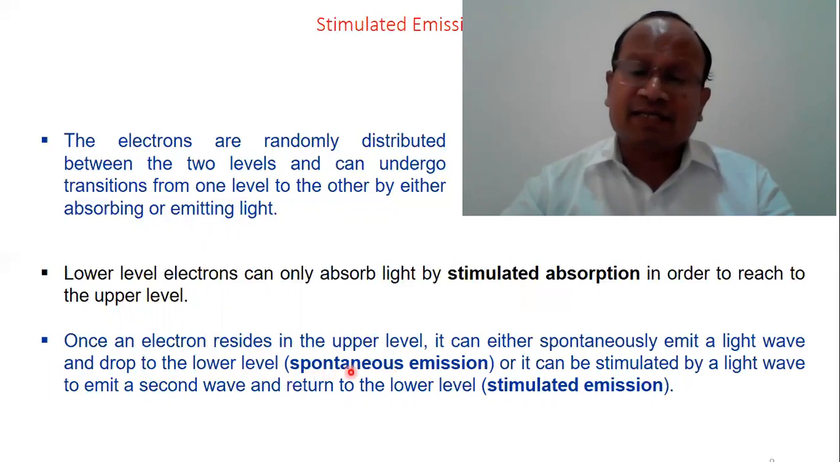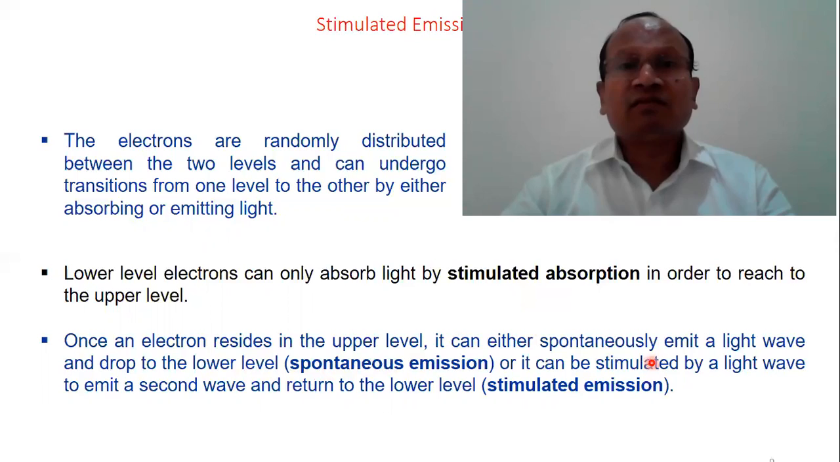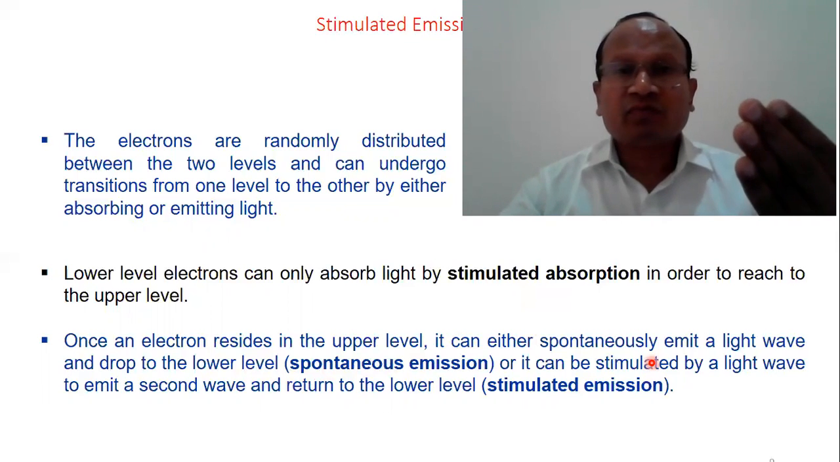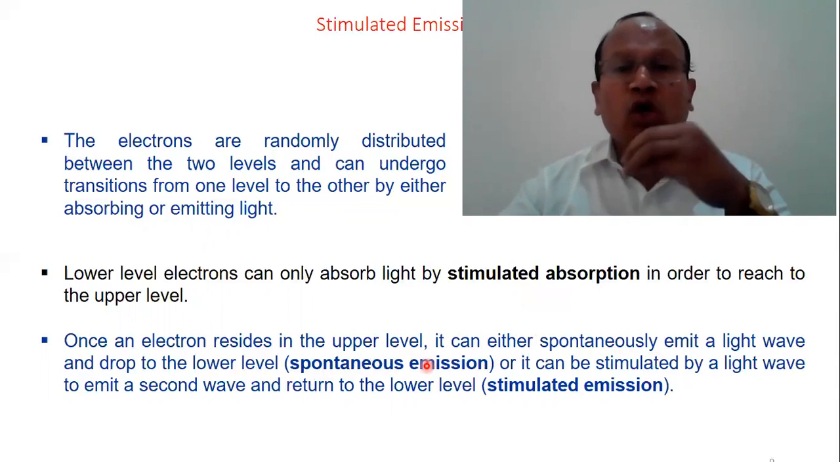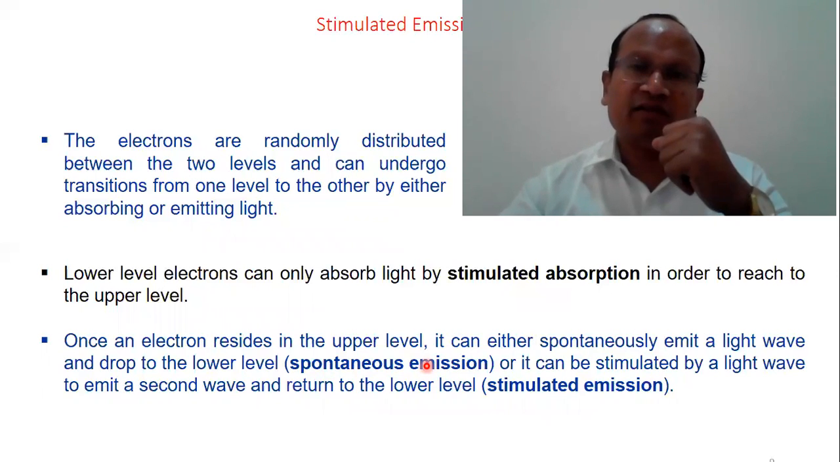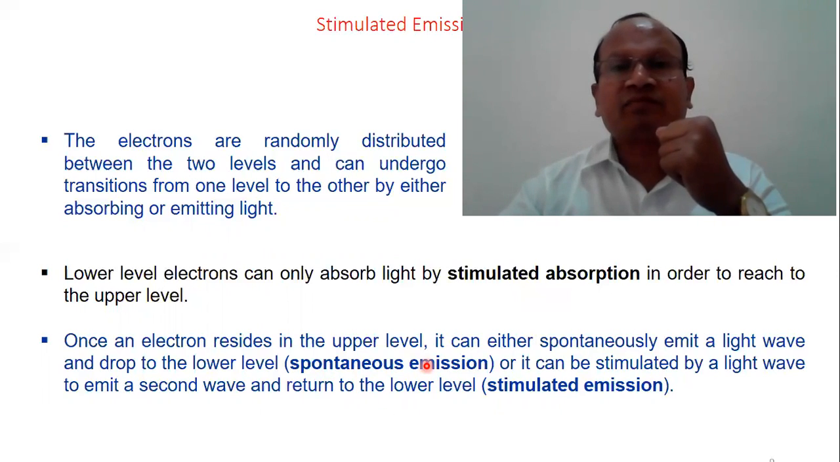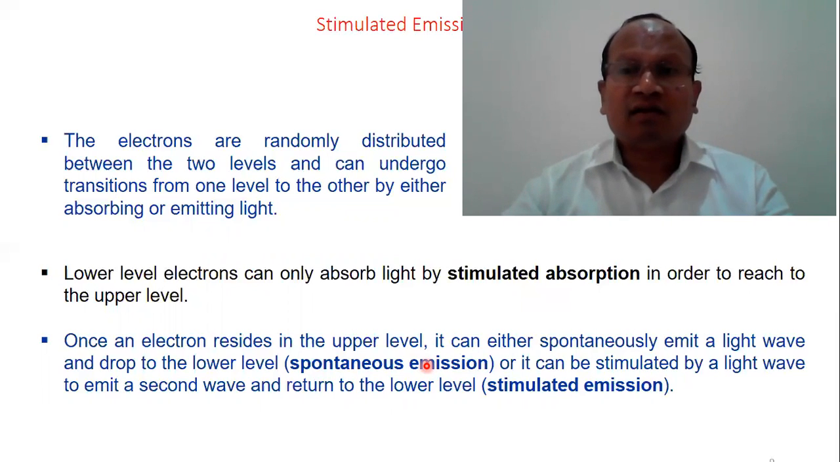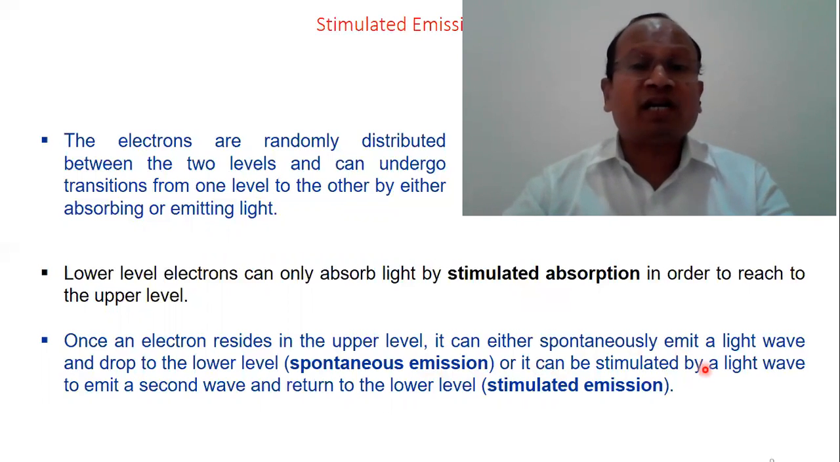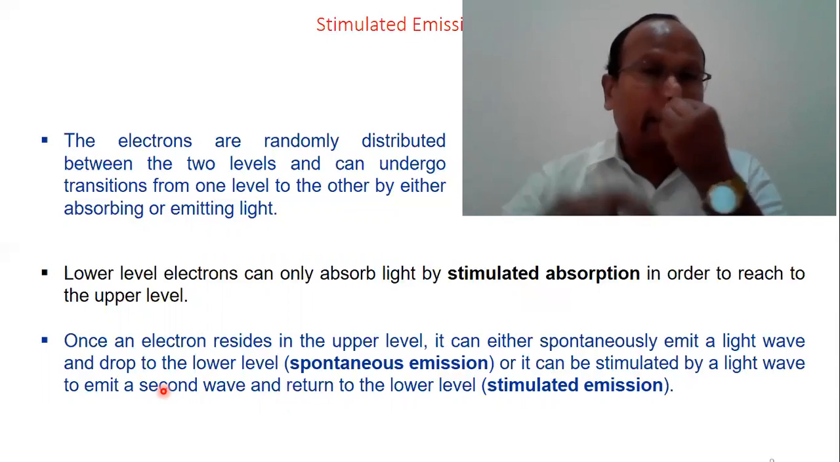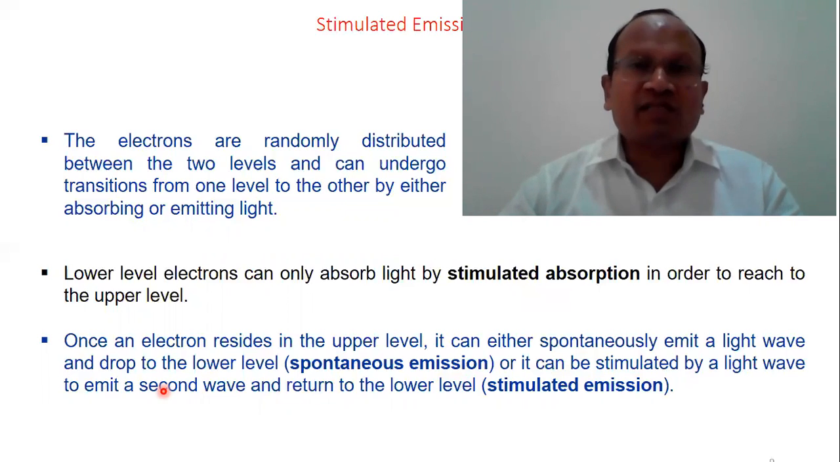Once an electron resides in the upper level, there are two possibilities. It can either emit a light wave, release some energy, and drop to the low energy level, which is called spontaneous emission. Or it can be stimulated by a light wave, actually falling down, and a photon is emitted.